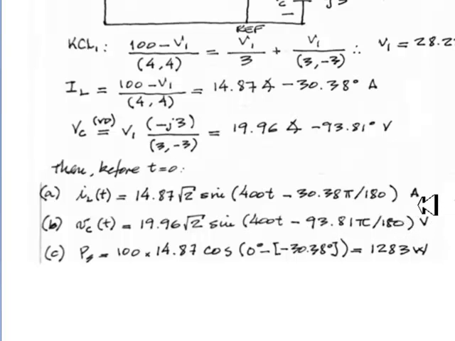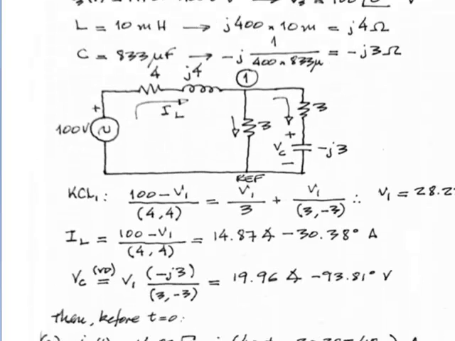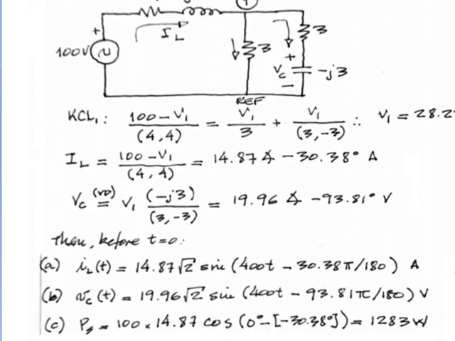But there was one more question. Let's see. Let's go up there. Part C. Find what is the average power delivered by the source in watts. That is also known as active power, P. Well, we know how to compute that.